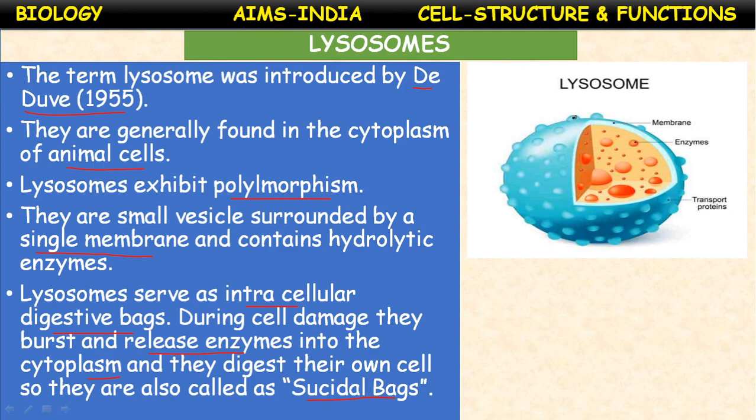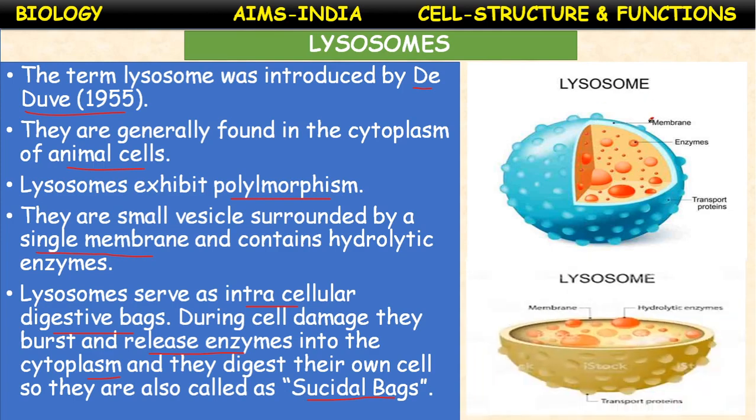Okay, this is the lysosome. These lysosomes are covered by a single membrane, globular or sac-like structures filled with hydrolytic enzymes. These enzymes are helpful in intracellular digestion. It is a globular or bag-like structure present in animal cells. It was discovered by D. Dewey in 1955.